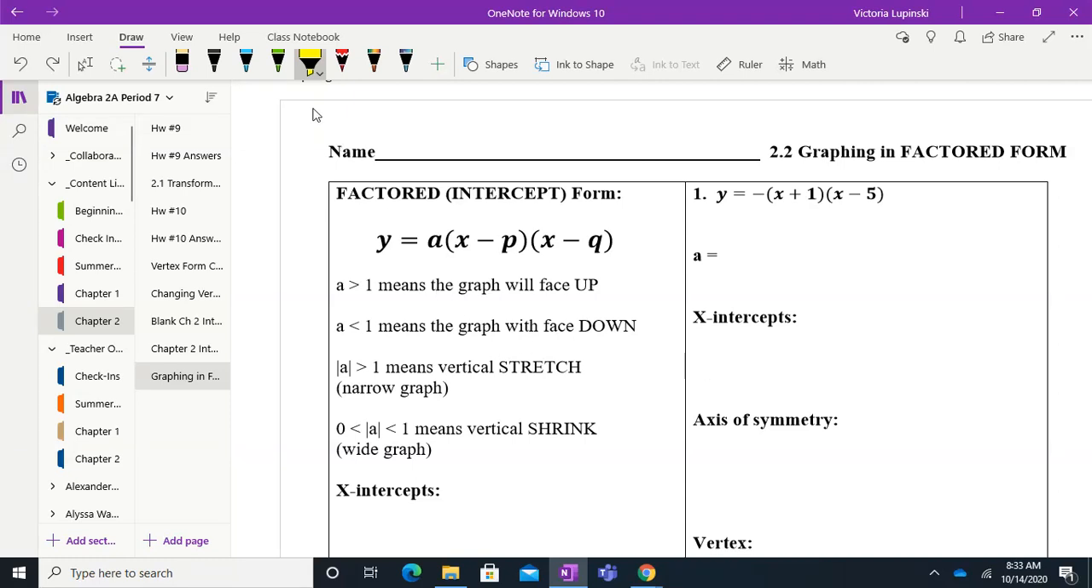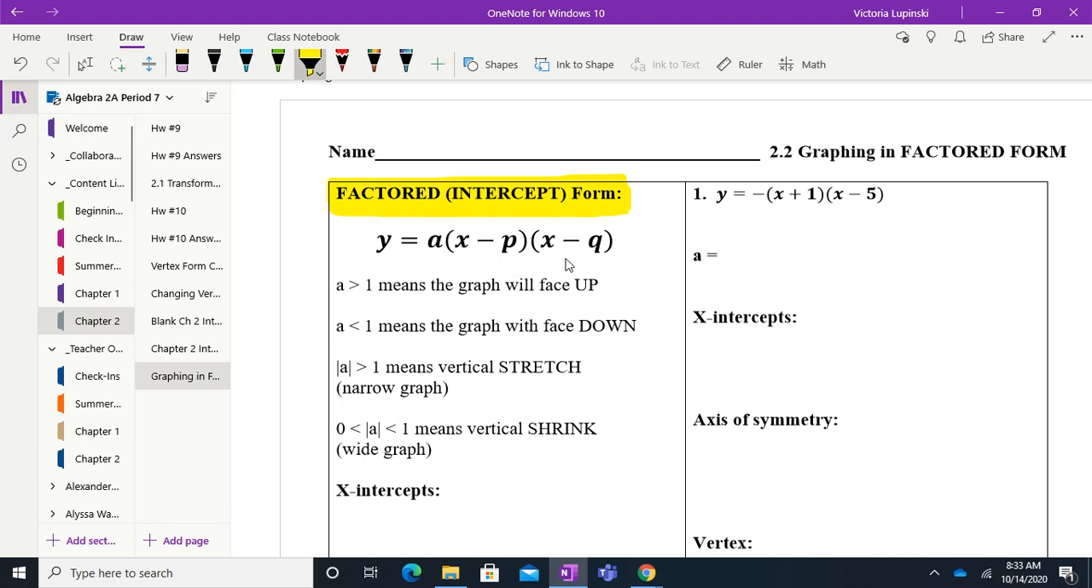All right, welcome everybody. Today we are going to talk about graphing in something called factored form. So factored form, just so you're aware, is also called intercept form. We will probably stick to calling it factored form, but you should know them by both names. So far, you have learned how to graph in vertex form and how to graph in standard form.